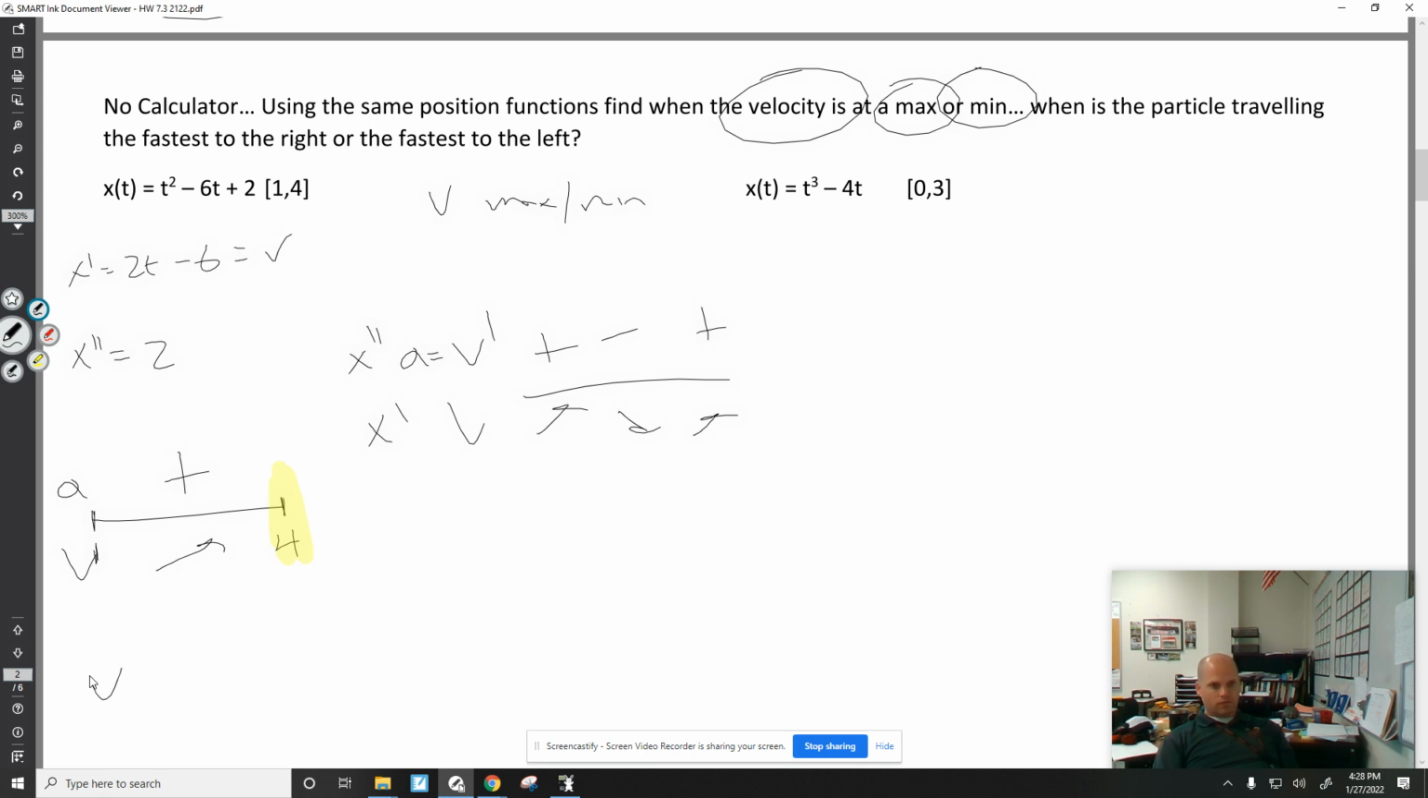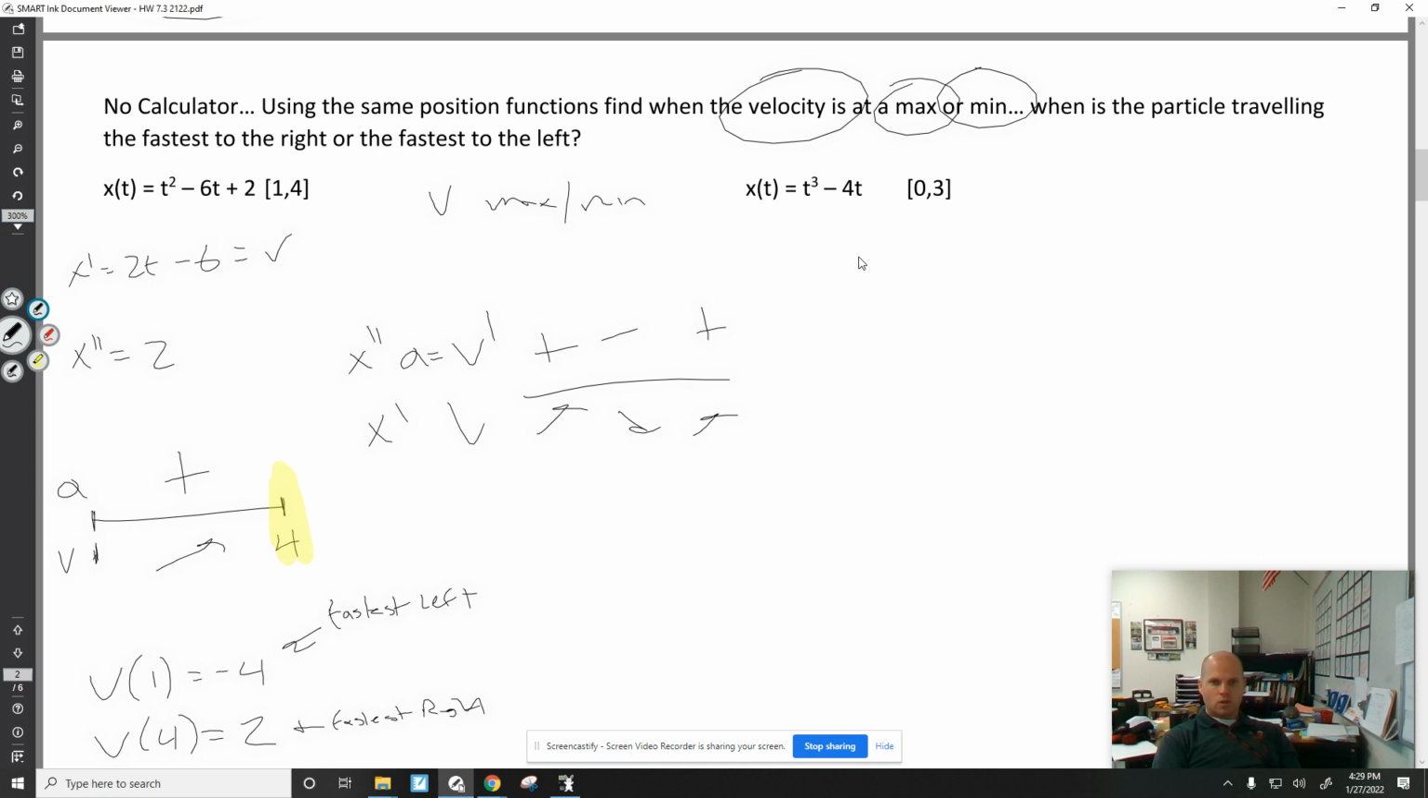There's V. V of 1 is -4. V of 4 is 8 minus 6, which is 2. That's got to be it. Now, when is my velocity at a min? Right there. So this is fastest left. This would be fastest moving to the right. The only way you can be fastest left is if your velocity is negative. Fastest right, your velocity has to be positive.